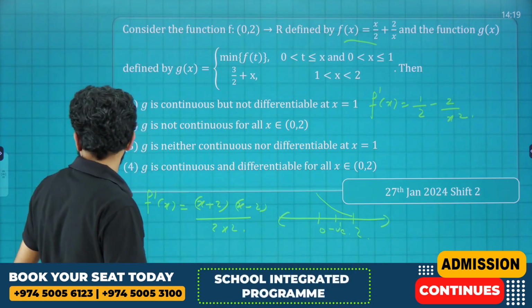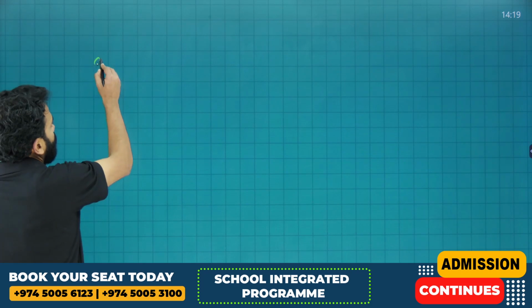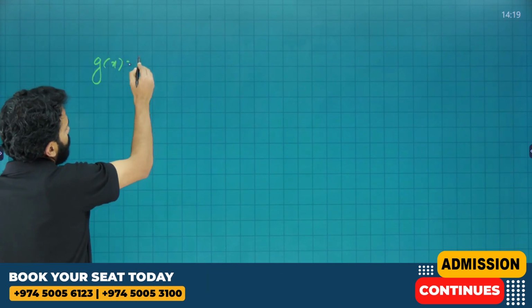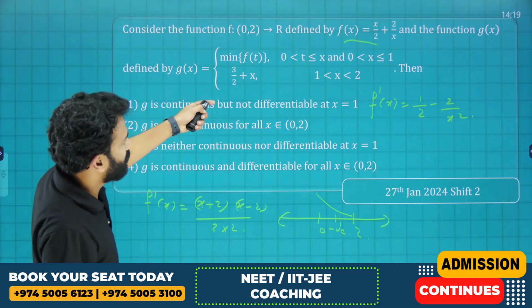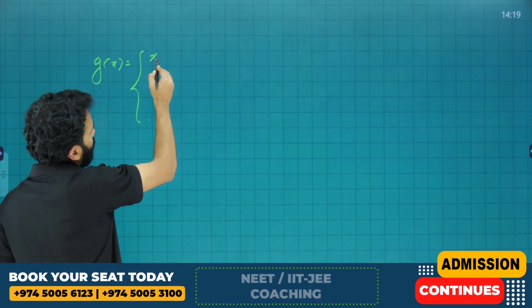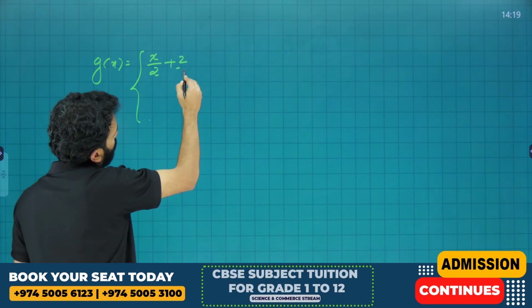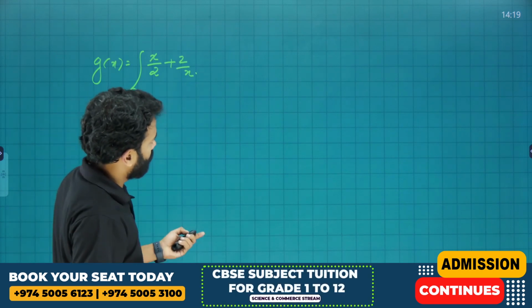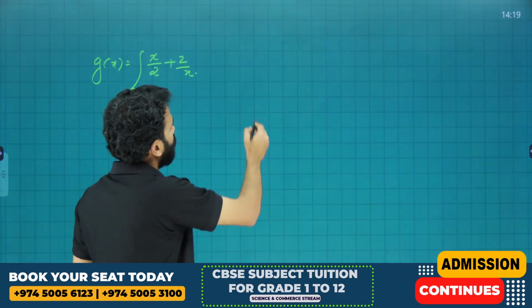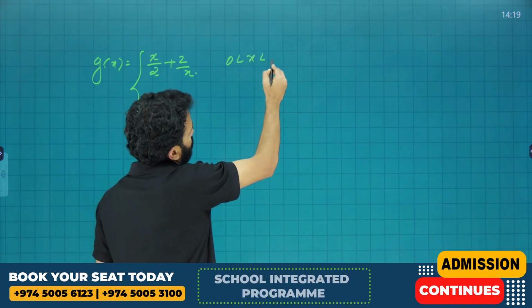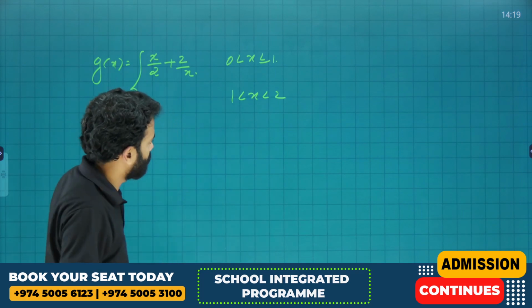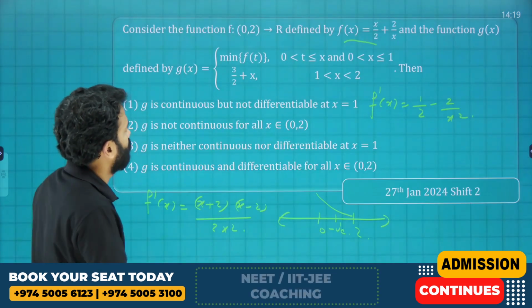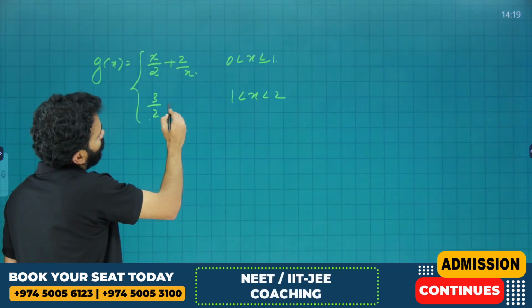Then we can substitute those values and you will get g of x is equal to minimum of f of t, that is x by 2 plus 2 by x, and the corresponding interval, that is 0 less than x less than or equal to 1, and for 1 less than x less than 2, it was 3 by 2 plus x.